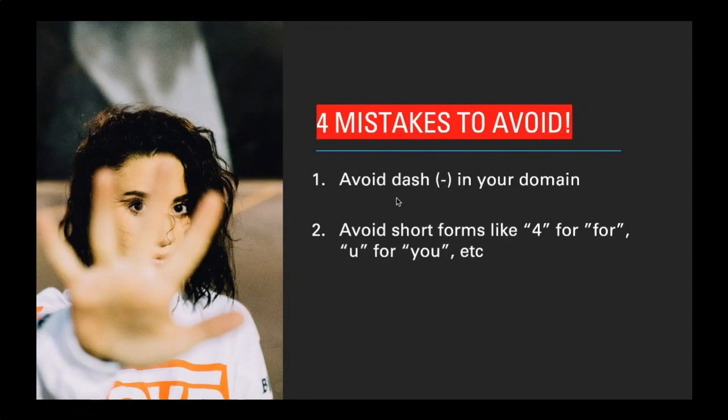Second mistake to avoid. Avoid short forms like 4 for for, 2 for two, etc. You get my point? Like, for instance, successforyou.com. But instead of FOR, it's replaced with number 4. So it becomes success number 4 alphabet u.com. No, that is a mistake. You should have it as how it's supposed to be spelled. Success, then FOR YOU. Successforyou.com.